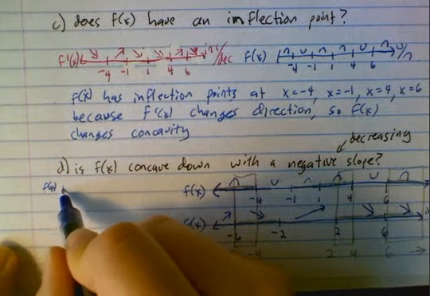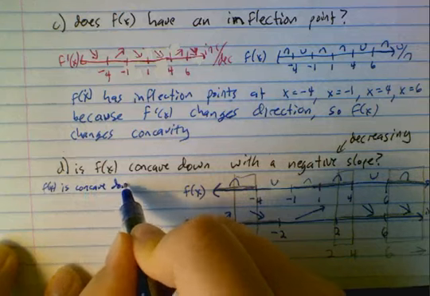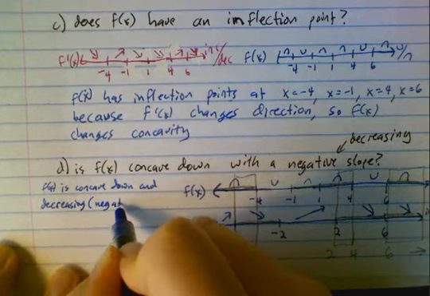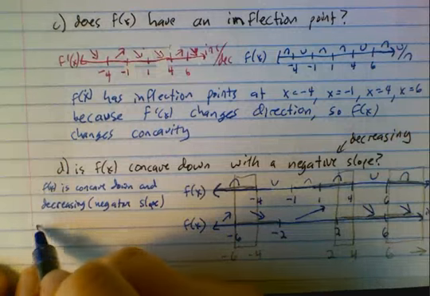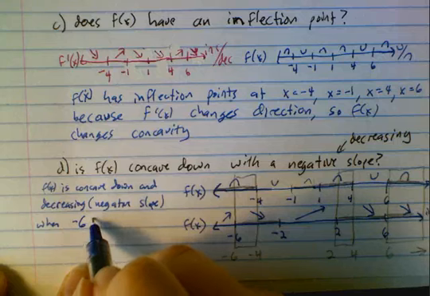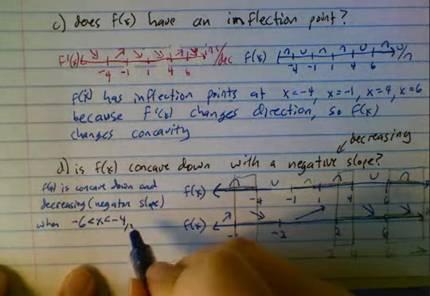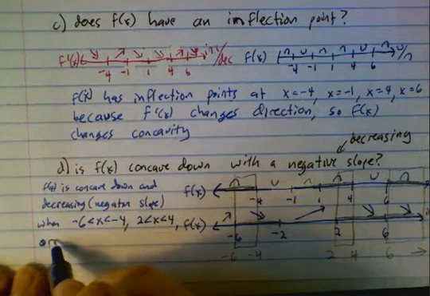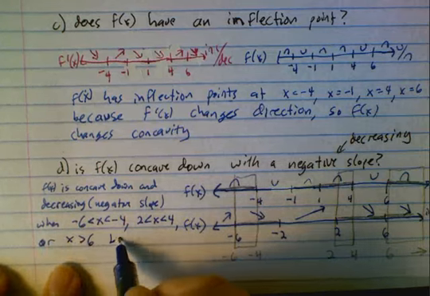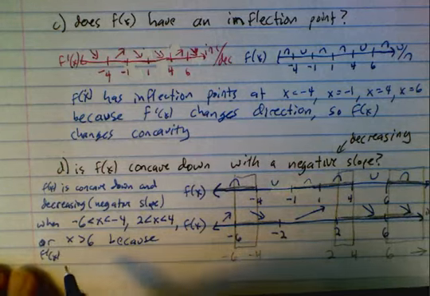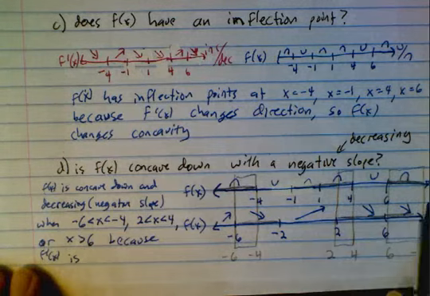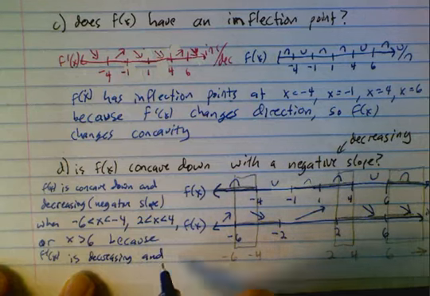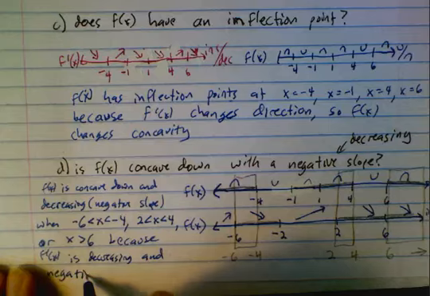So f of x is concave down and decreasing, negative slope, when x is between negative 6 and negative 4, between 2 and 4, or when x is greater than 6, because f prime of x is, let's see, concave down translates into decreasing, and decreasing translates into negative.